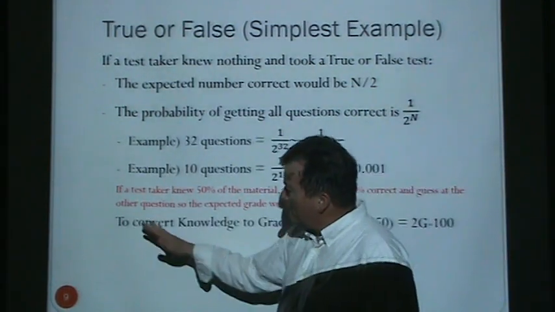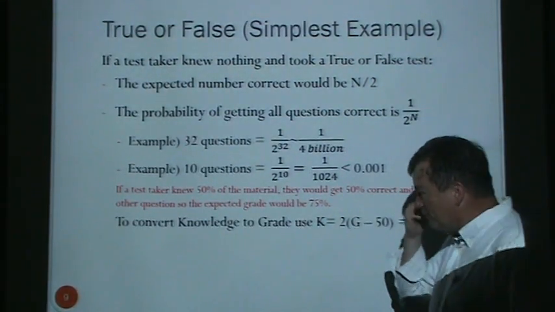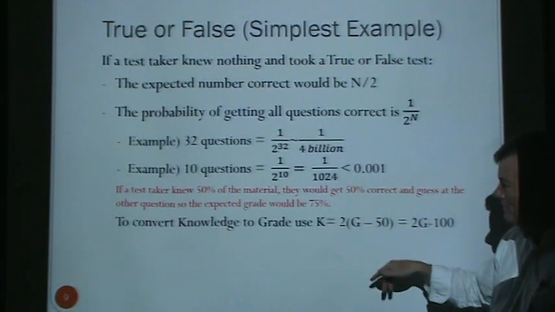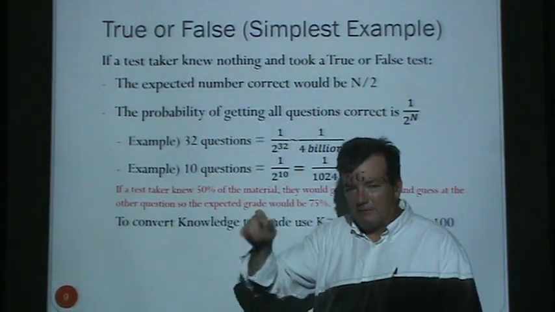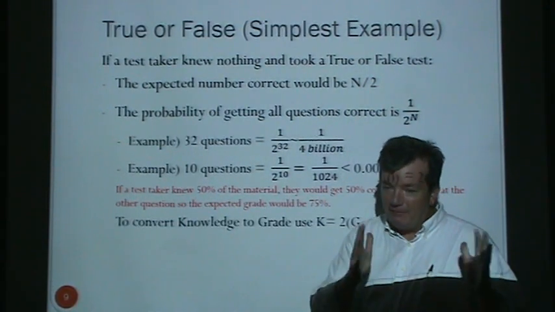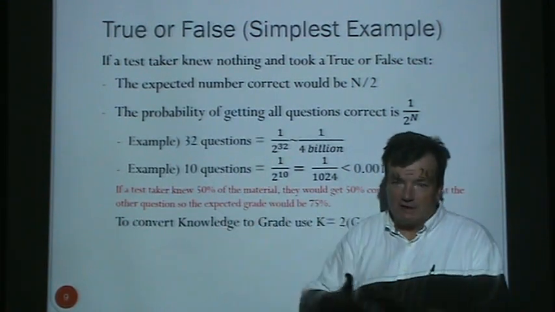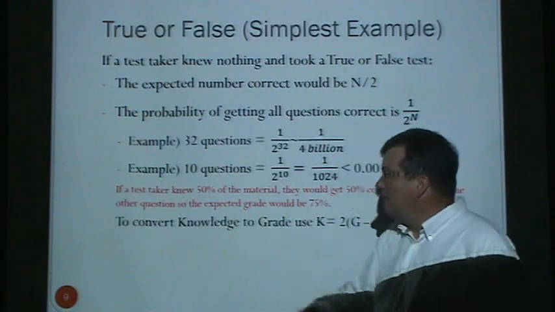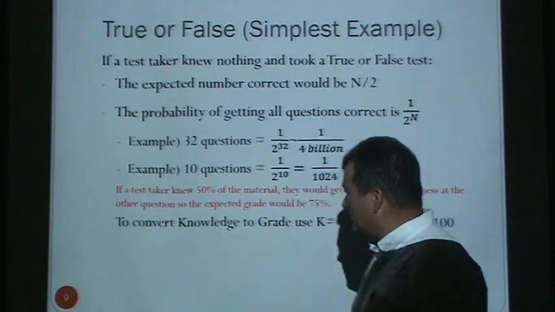If you wanted to convert a grade on a true or false test into how much knowledge someone has, the formula is: the amount of knowledge you have is 2 times your grade minus 50. For example, if a person knows nothing, they might get a 50 on the test. Their expected value is a 50. If a person knew half the material, that means half the questions they're going to get perfectly correct, and the other half they're just guessing. But they're going to get half of those right, so they'll get a 75, even though they only know 50% of the material. So this is the kind of formula that converts a true or false grade to your approximate knowledge of the material.